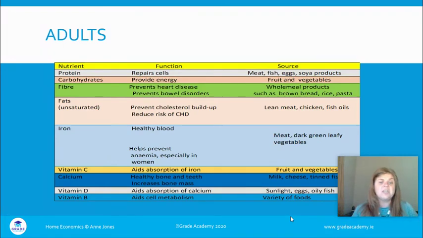Iron, again, preventing anemia, especially in women. And again, meat and dark leafy green veg can do that. And again, calcium for your bones and your teeth. And you have vitamin D and vitamin B. So you can see there's a wide variety of nutrients there, and the reason why you actually have to have them at this particular stage in your life.